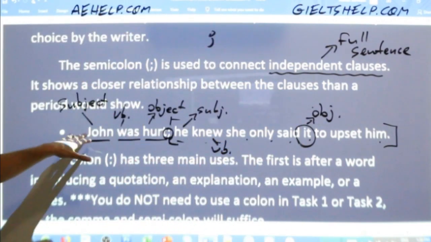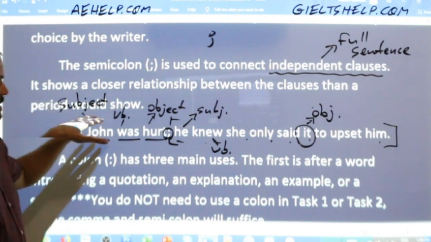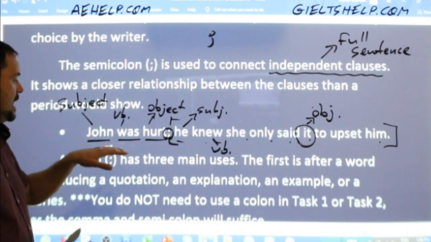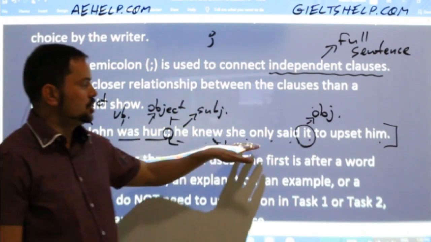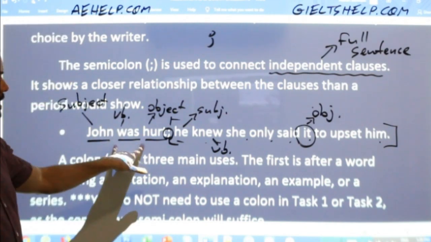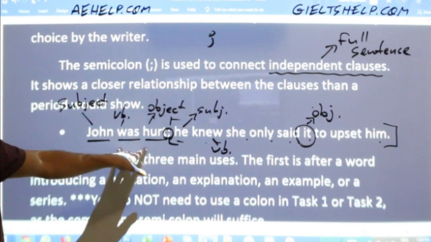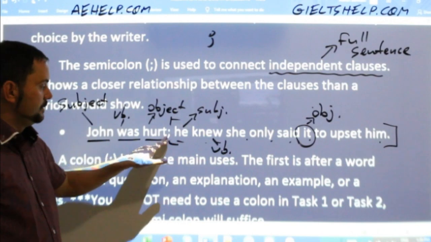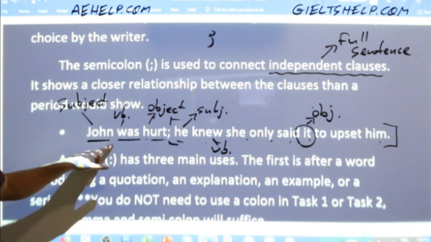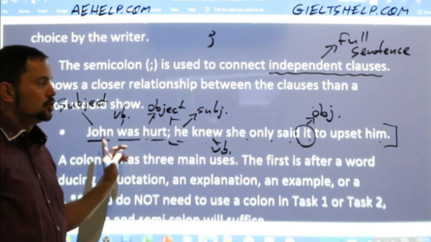So maybe before this sentence, we can imagine that the story reads such as, John was having a terrible day. All of his friends were speaking negatively about him. John was hurt. He knew she only said it to upset him. Okay? So this independent clause makes sense because of the semicolon. So we know that this was a statement by one of the characters in the story, and the reason she made this statement was to make John angry.